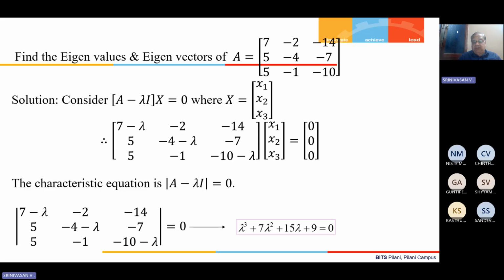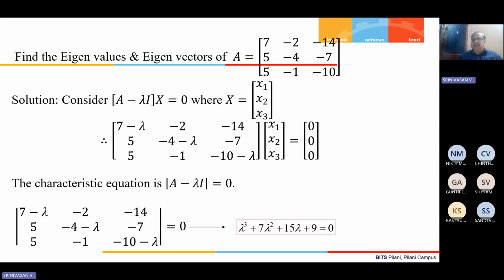Can anyone say immediately the values of lambda? Lambda equal to minus 3, comma minus 3. Okay. 3 plus 3 is 6, 3 into 3 is 9. Therefore, the values of lambda are minus 3, minus 3.